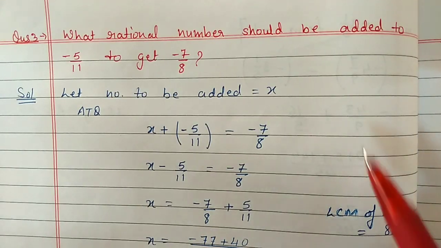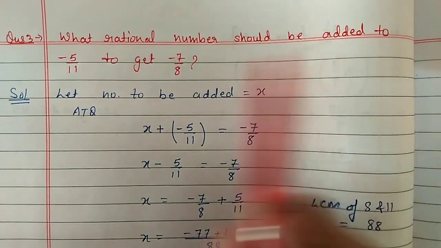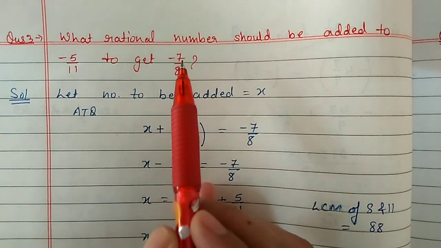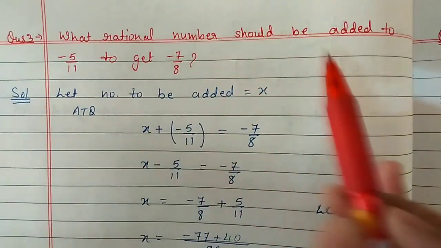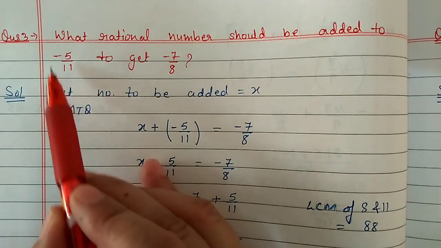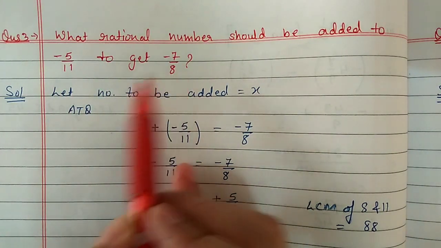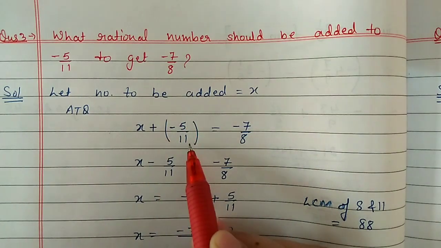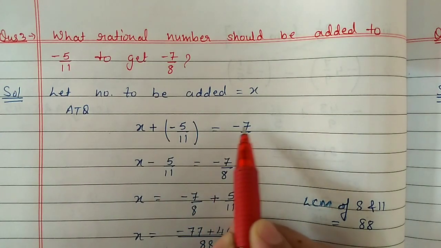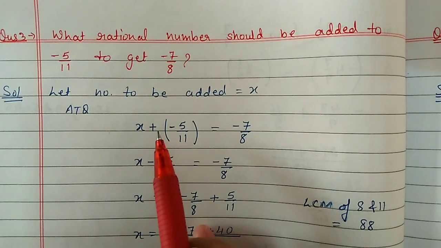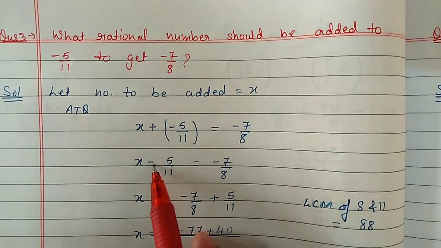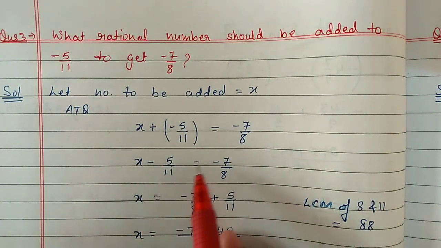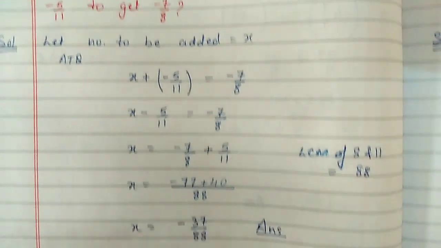Question number 3. What rational number should be added to minus 5 by 11 to get minus 7 by 8? It means something we have to add with this number to get this answer. So let the number be x. So x plus minus 5 by 11 is equal to minus 7 by 8. This plus and minus will become minus. x minus 5 by 11 is equal to minus 7 by 8.